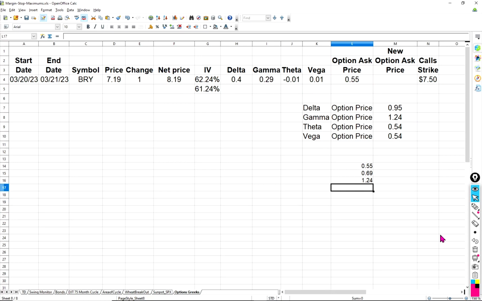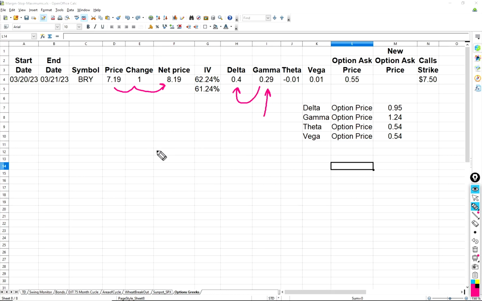Okay, so the math is right. Go back if you have to, pause and understand gamma. Gamma is telling us the rate of change that's going to happen to delta for every $1 the price of stock goes up. That's probably the most complicated one for people to understand, because gamma is really a derivative. So we're talking about the rate of change.